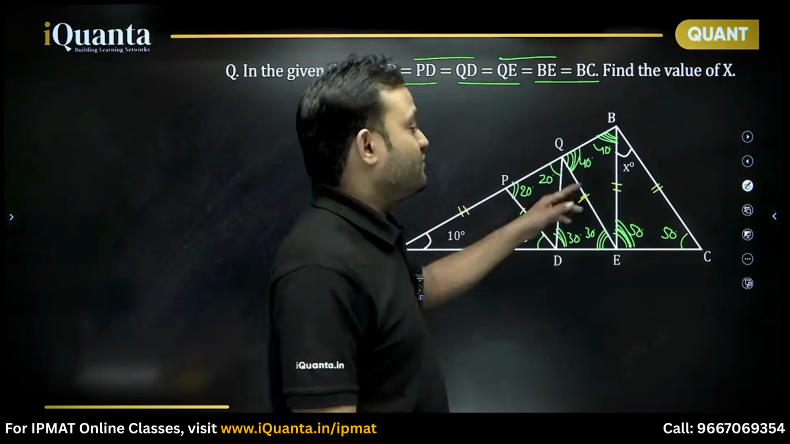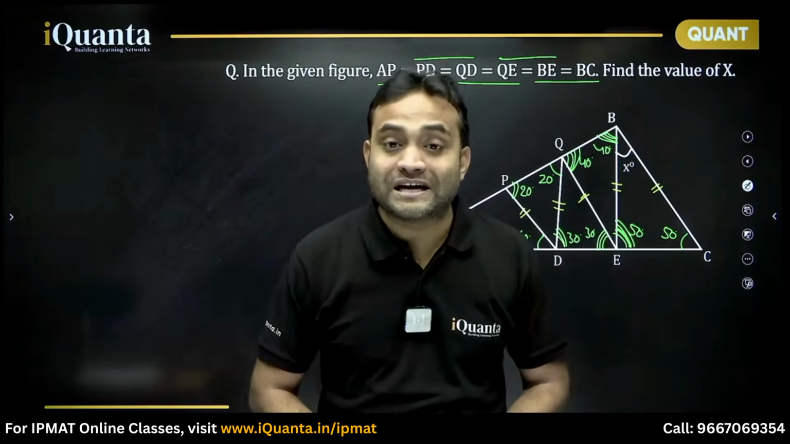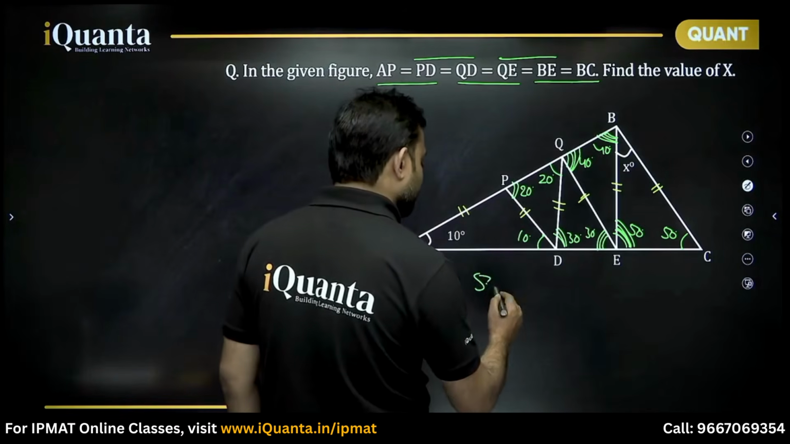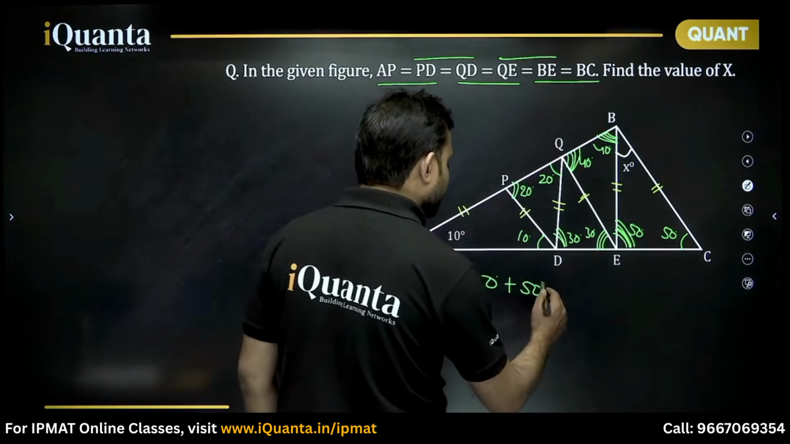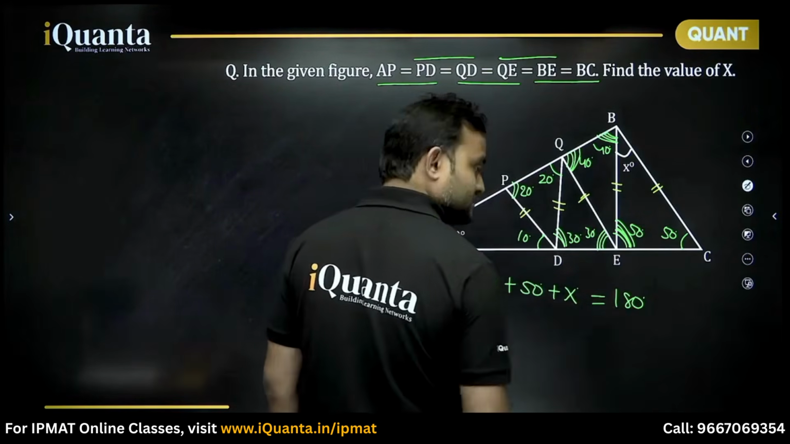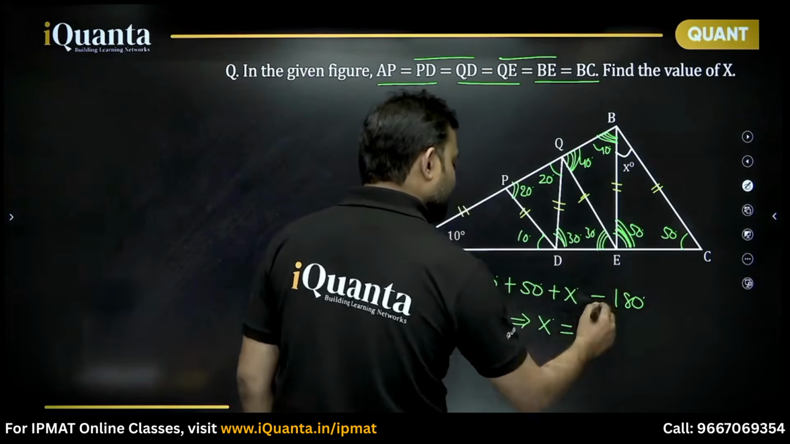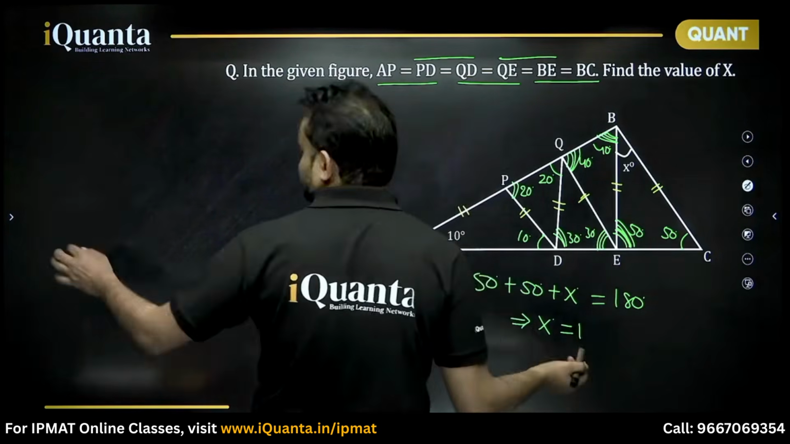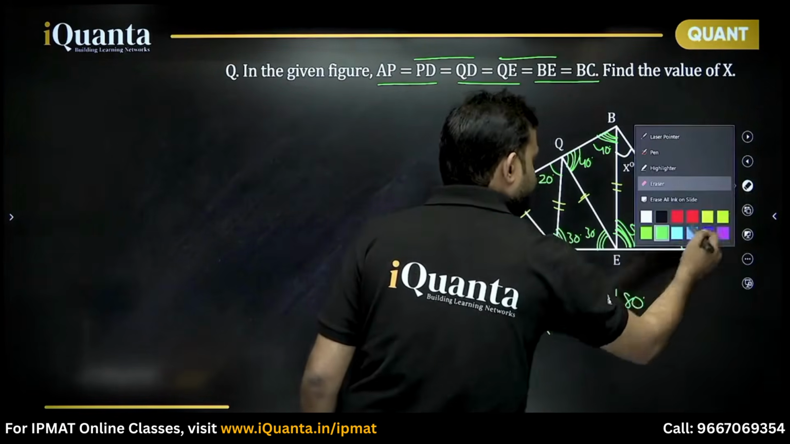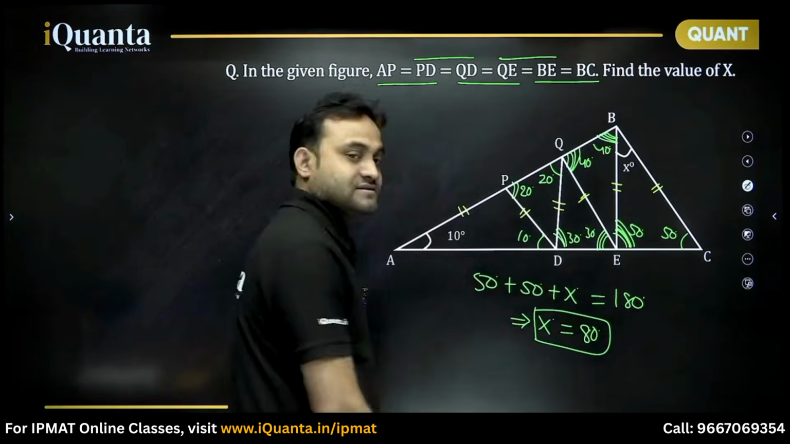What do we need to find? We need to find angle X. What do we know? That the sum of all the interior angles of a triangle is equal to 180 degrees. So we can write 50 degrees plus 50 degrees plus x degrees is equal to 180 degrees. Or we can say x degrees is equal to 180 minus 100, which is 80 degrees, right? And that is your answer.